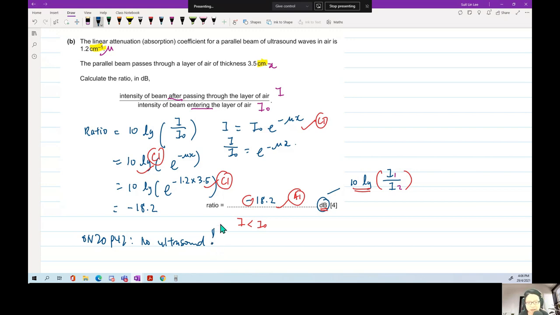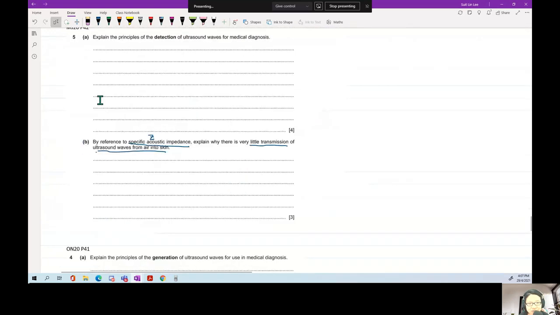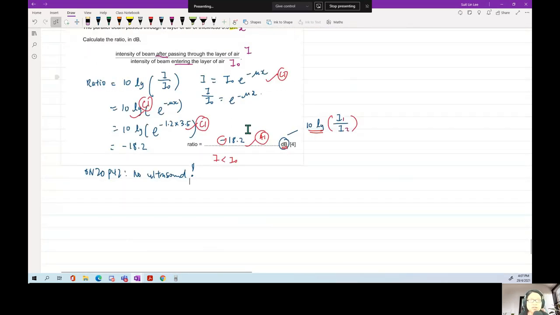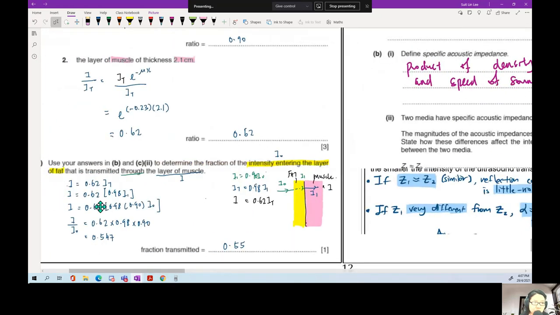Huh? All that study didn't come out. Medical physics is like that. Okay, so we have done the attenuation. We have done the reflection. And I'm not going to spend time doing the attenuation plus reflection one because I think the recording is good enough. Also, this one will take a long time.